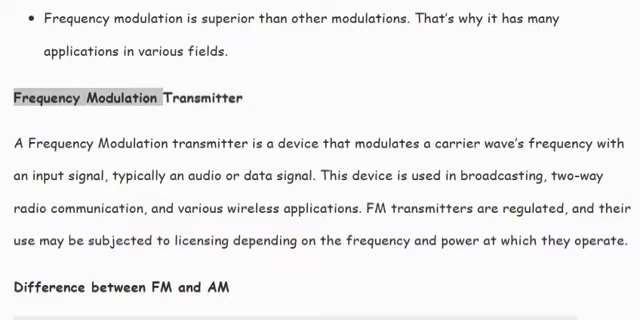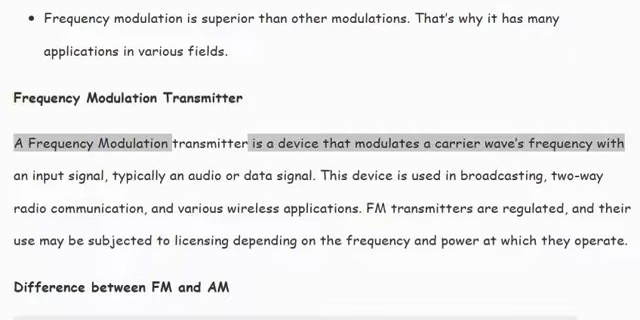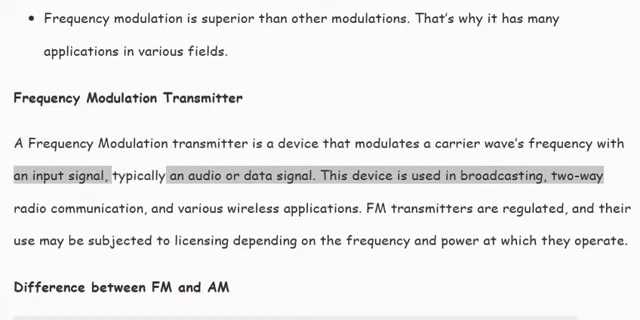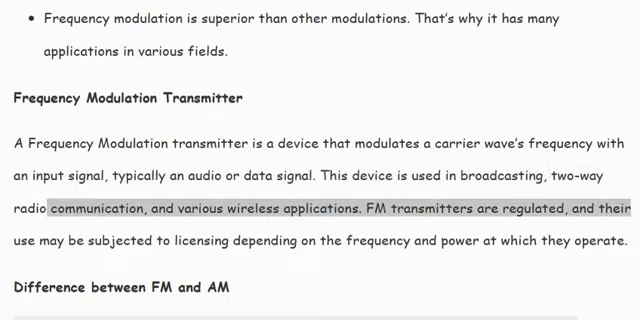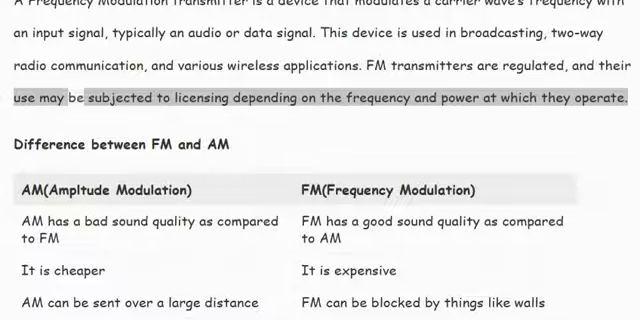Frequency modulation transmitter. A frequency modulation transmitter is a device that modulates a carrier wave's frequency with an input signal, typically an audio or data signal. This device is used in broadcasting, two-way radio communication, and various wireless applications. FM transmitters are regulated, and their use may be subject to licensing depending on the frequency and power at which they operate.